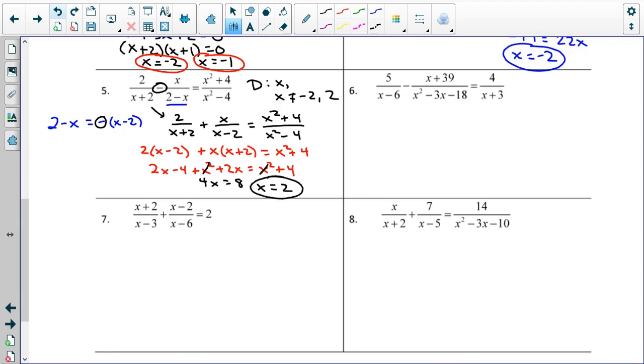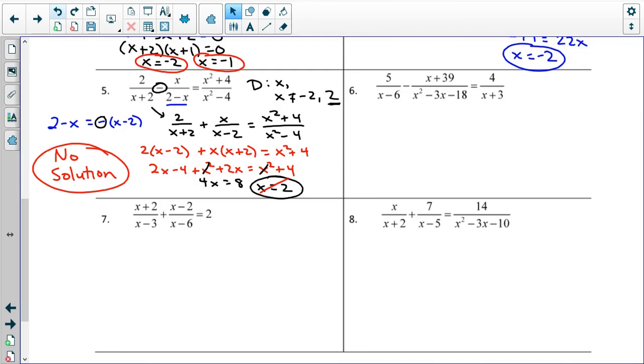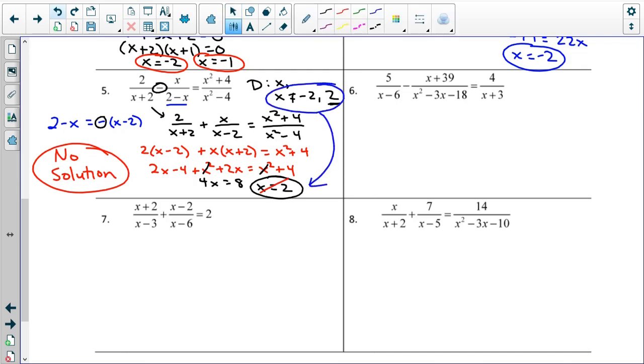Notice that x equals 2 is in our domain restrictions. So that means x equals 2 doesn't work. And this problem has no solution. No solution for problem 5. We got one answer, and that answer was extraneous. So because that answer was extraneous, I have no solution in problem number 5.